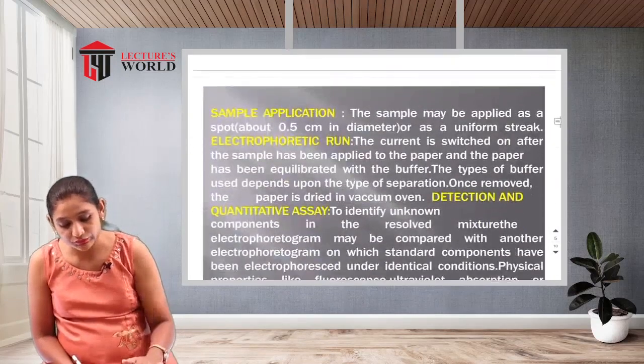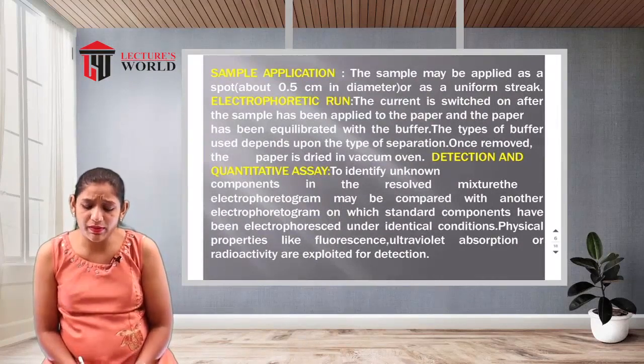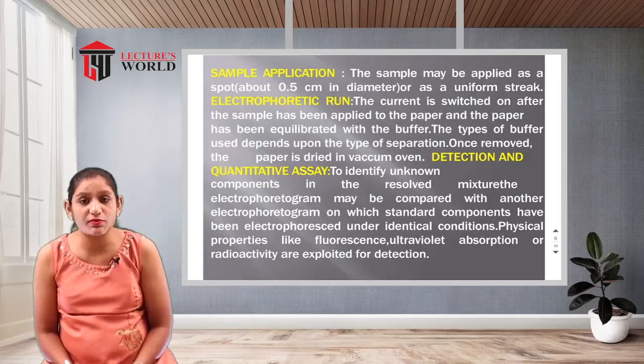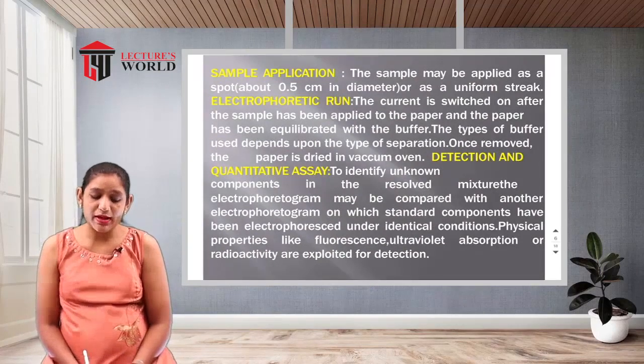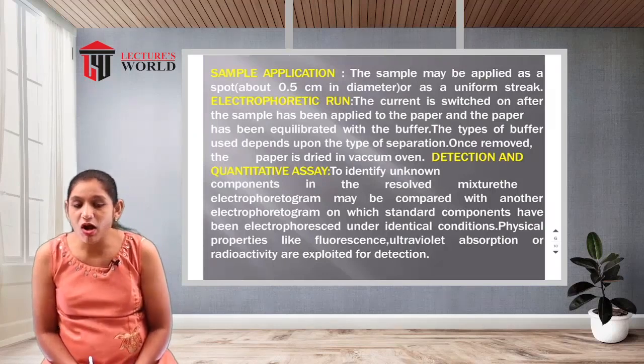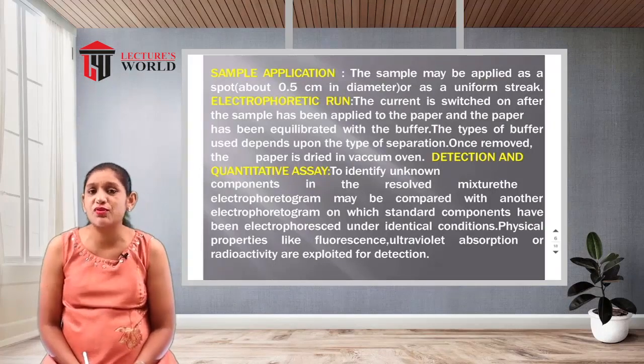Next one, sample application. The sample may be applied as a spot about 0.5 centimeter in diameter, or as a uniform streak. Uniform means the sample is applied uniformly so that it separates well.